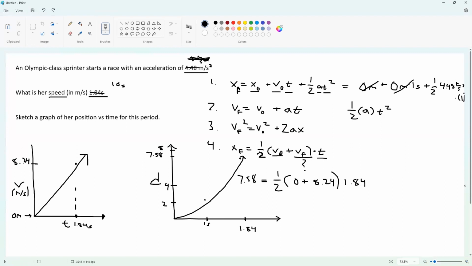So if you look at the question now, you'll be able to look at the question and decide which one to choose. You now have the values 2.24 at 1 second and 7.58 at 1.84 seconds. And you can use that to select your answer.